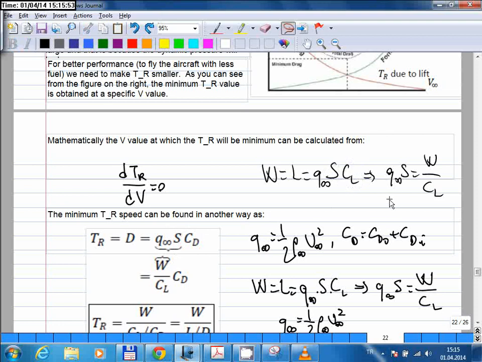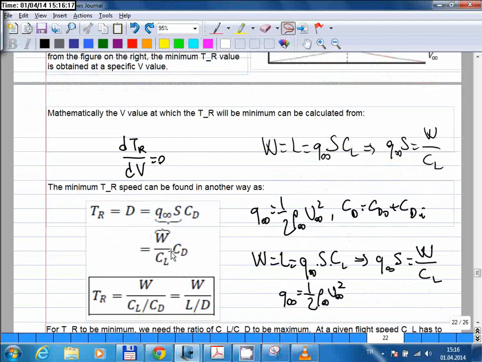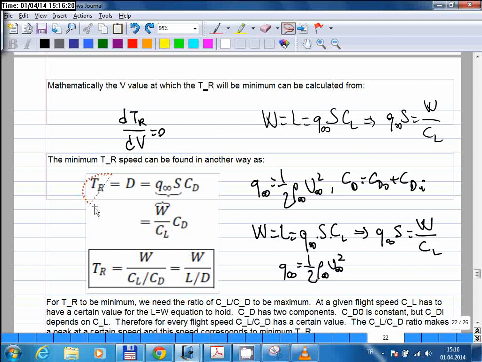Okay, so here's what you do. From this relation, you write Q infinity times S as the weight of the aircraft divided by the lift coefficient. So you basically pull this thing from this equation, and then you insert this value instead of Q infinity times S in this expression. And that gives you the required thrust force as weight over CL times CD. And if you rearrange the terms here, you can also write this as weight divided by the CL over CD ratio, okay? And CL over CD is equal to L over D, okay?